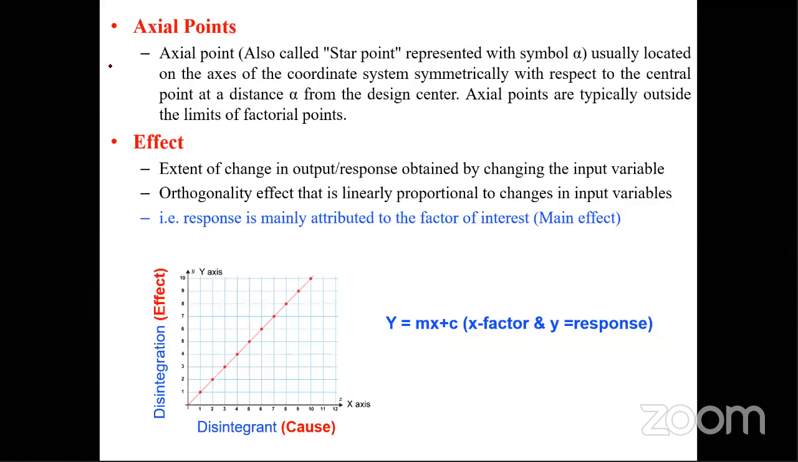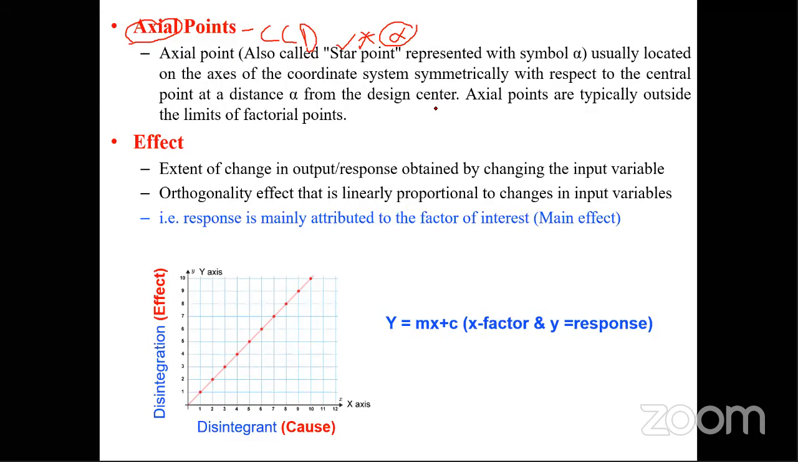Next talks about axial points. These are the special levels applicable for the design called central composite design. These are also called star points, represented with the symbol alpha. These are special levels which are neither minus, nor plus, nor 0. They are beyond the plus, minus, and 0.